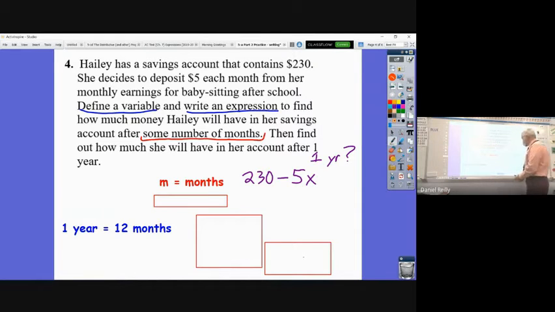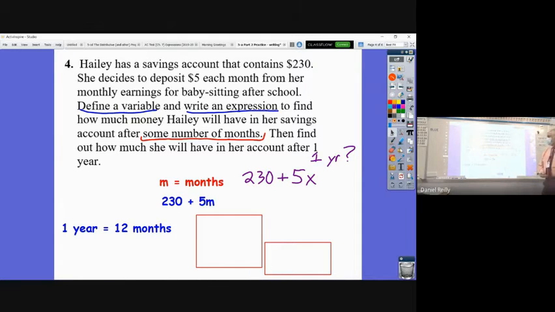So we have to make one little change to your expression here, and what would that change be? Instead of taking away $5 every month, we're going to add $5 every month. Okay? So the proper expression here is 230 plus 5m or 5x, whatever variable you use. That's a minor mistake. That's interpreting the word problem. So you'd lose 1 point for that if everything else was correct.